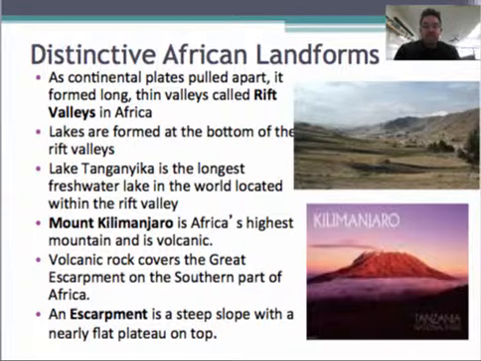Alongside the rivers and lakes, Africa also contains many volcanic mountains. Mount Kenya and Mount Kilimanjaro, Africa's highest mountain, are both volcanoes. Volcanic activity also produced the Ethiopian highlands, the Tibesti Mountains in the Sahara, and Mount Cameroon in West Africa. In addition, volcanic rock covers the Great Escarpment in southern Africa. An escarpment, by definition, is a steep slope with a nearly flat plateau on top. The Great Escarpment marks the edge of the continent's plateau in southern Africa.